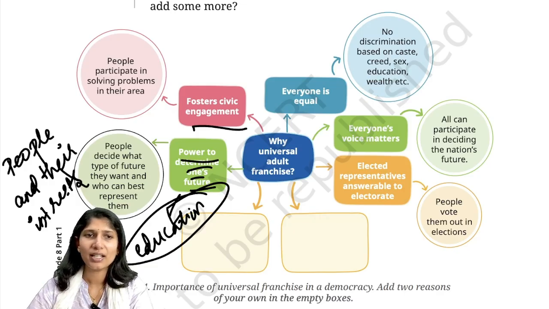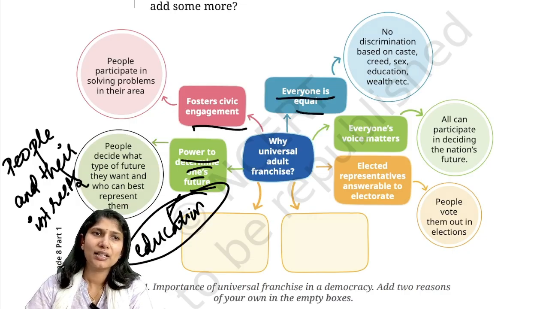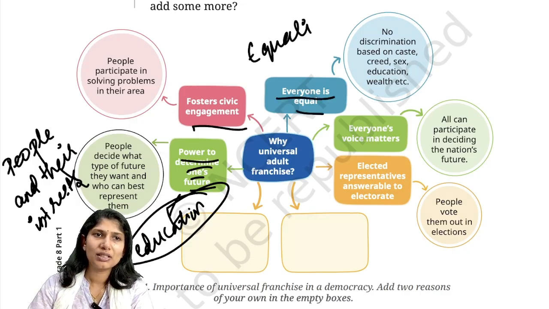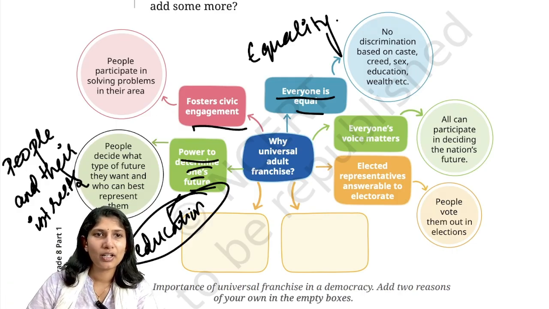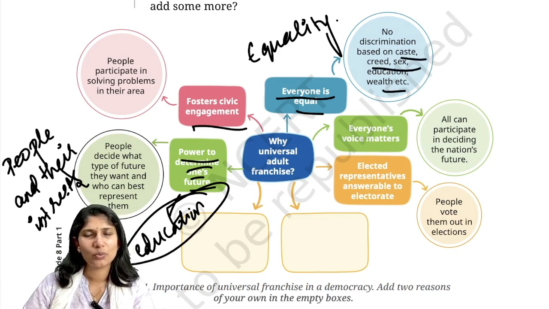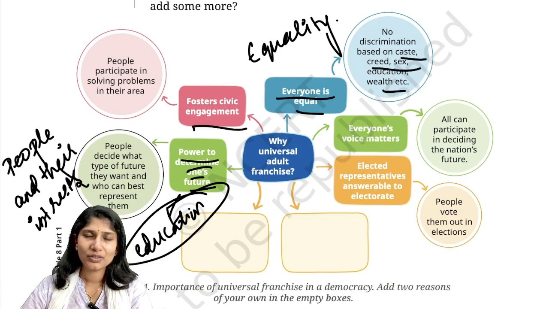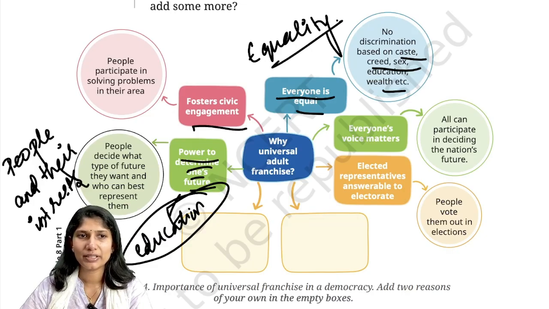Next, everyone is equal. Equality is the first feature of our fundamental rights. When you claim everyone is equal, then you should not discriminate, especially not on the grounds of caste, creed, sex, education or wealth. If you don't give universal adult franchise, you are not doing what you claim, that is, promoting equality. Next, everyone's voice matters. Every single person can participate in the best interest of the nation as well as themselves.